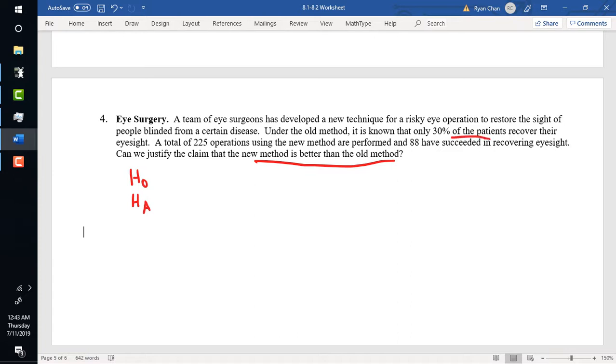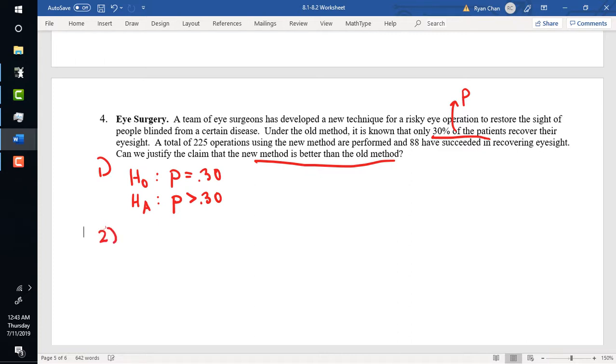30% is everyone. So that is P. So my alternate is P is greater than 0.30, and my null is P is equal to 0.30. Okay? Make sure you understand that. Again, if you have questions, let me know.